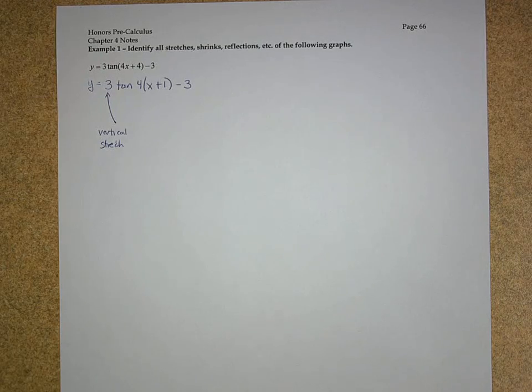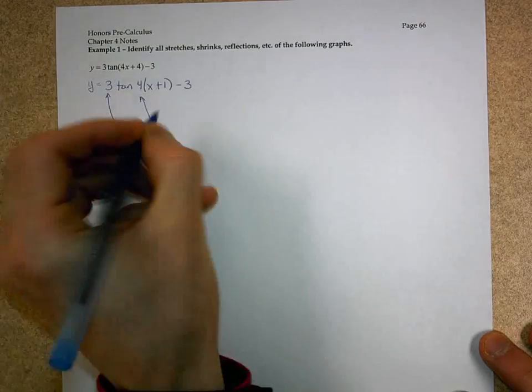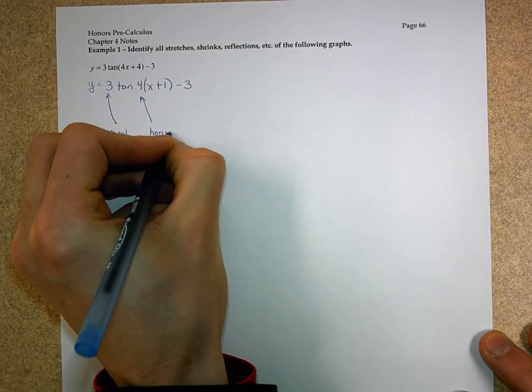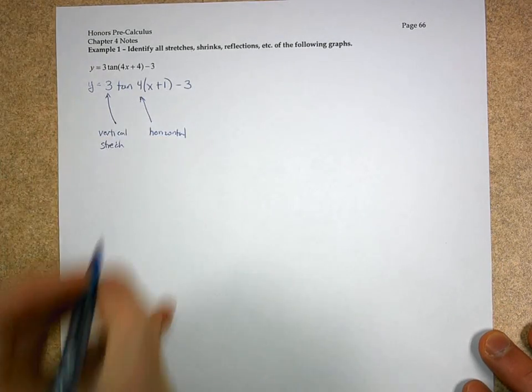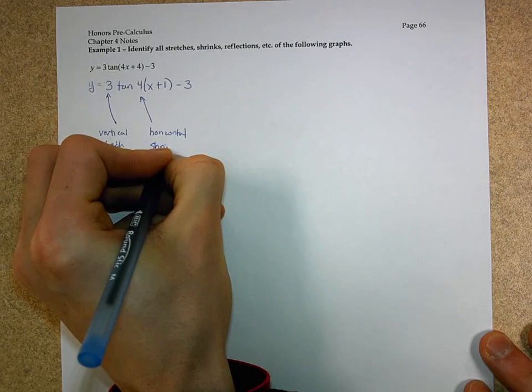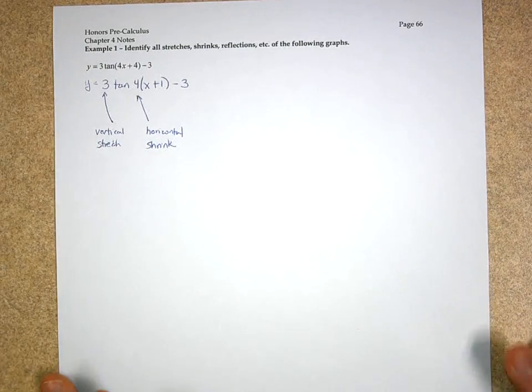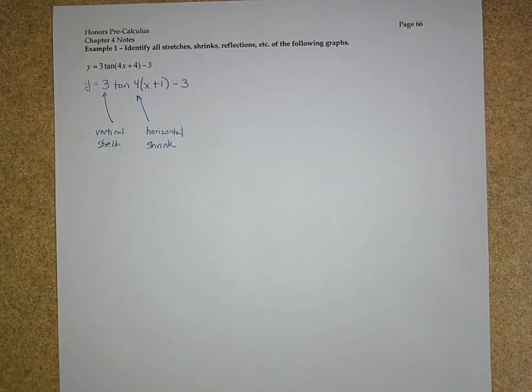The 4 in front of that x is going to indicate something horizontal. And this one's going to be a horizontal shrink because the value is larger than 1. Remember that b value is going to tell us the number of cycles we've got to fit within a certain distance. And here we're going to have 4 times as many cycles. So each cycle is going to be compressed horizontally, which means it's going to be smaller.